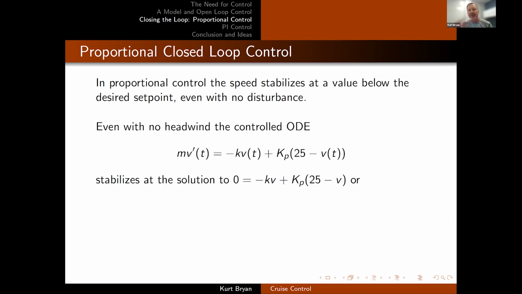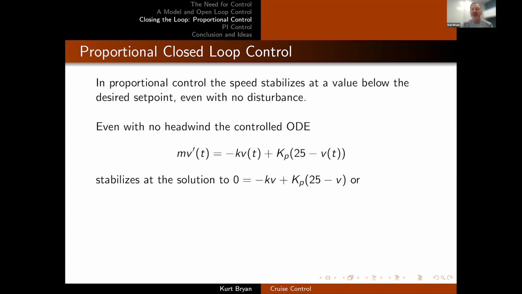And the reason is, if you look at the DE that we're looking at with no headwind whatsoever, it's mass times acceleration, m v prime, equals force of air resistance plus the control force. If you accept that, you can draw a phase line portrait for this ODE and see that it will always stabilize at a constant value. What constant value will it stabilize at?